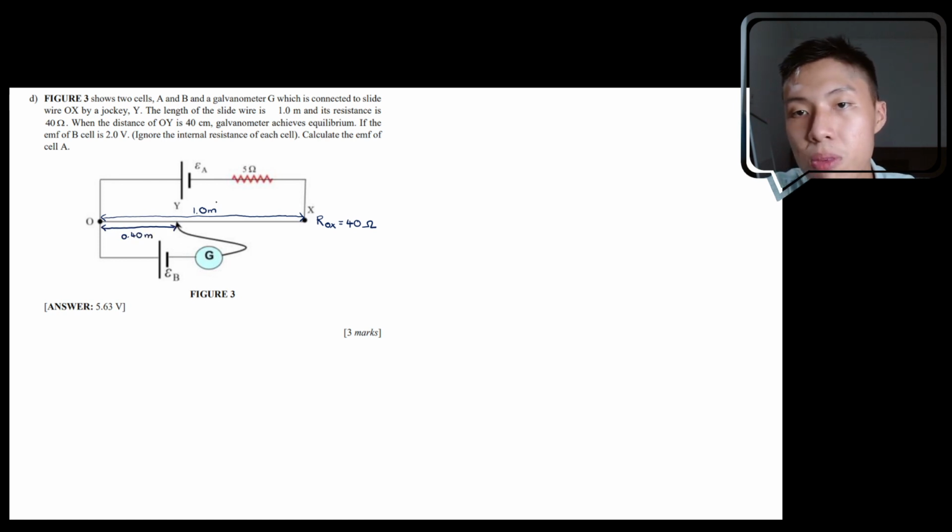Then the galvanometer achieves equilibrium. So if the galvanometer achieves equilibrium, you should expect I equals 0 on this path over here. I here will be 0, I here will be 0. So I across this whole thing, from here to here, will be 0. Because if there's no water flowing here, then there should not be water flowing here. You cannot have water flowing here but no water flowing here.